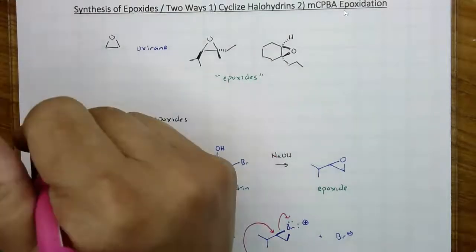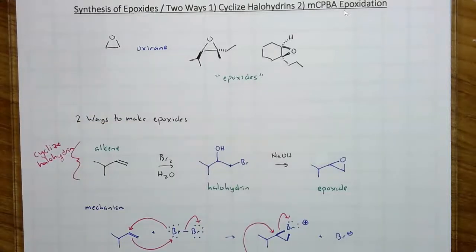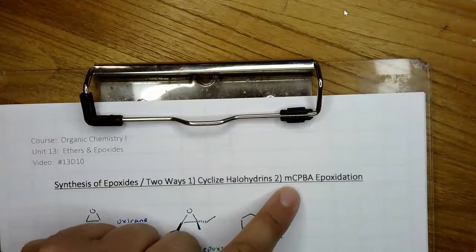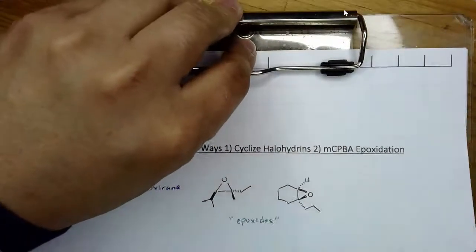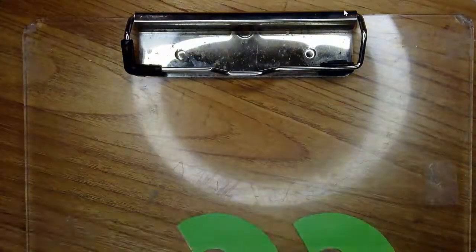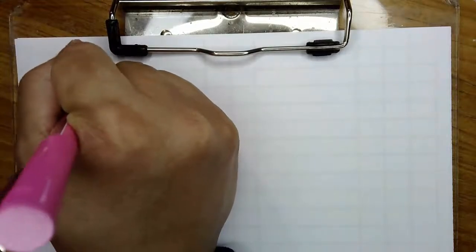Is there a more direct way to make the epoxide? Yeah, it's using a peroxy acid called mCPBA, and I'll show you first what a peroxy acid is, and then we'll talk about the specific peroxy acid mCPBA. Okay, we'll call this epoxidation using a peroxy acid.